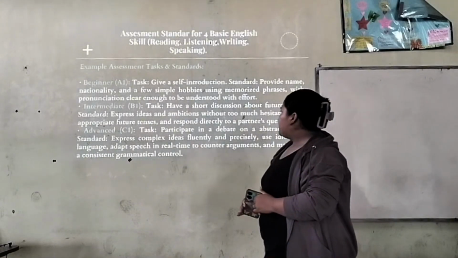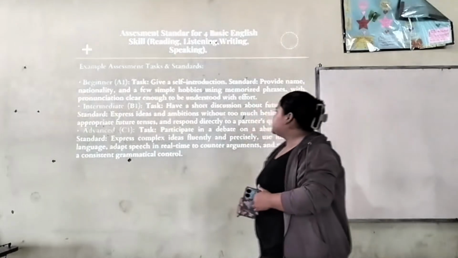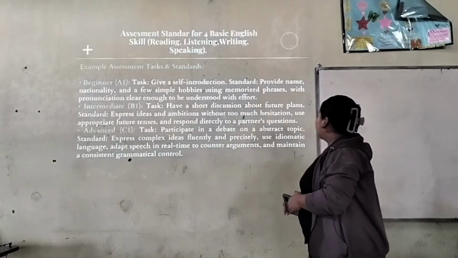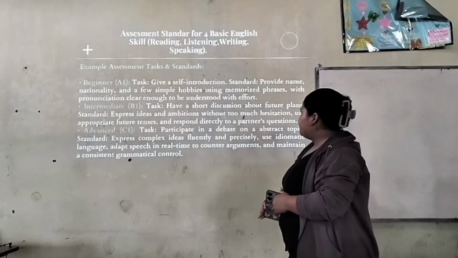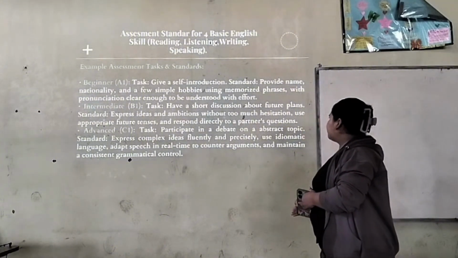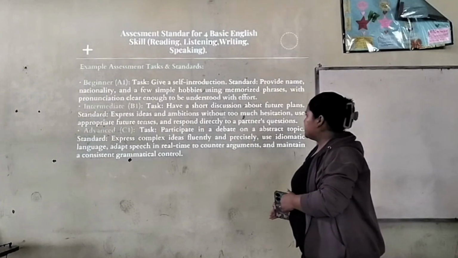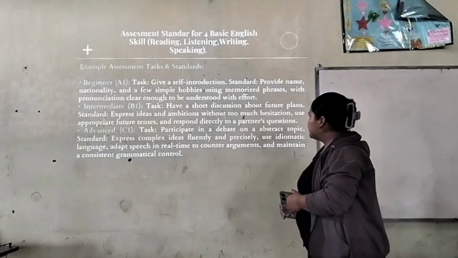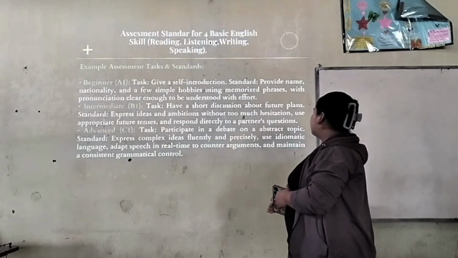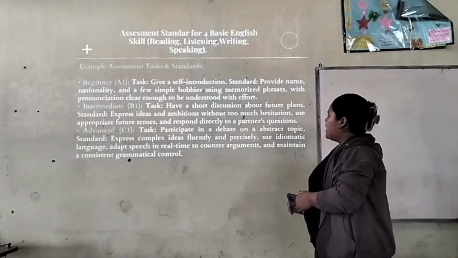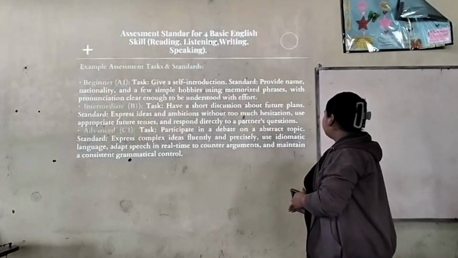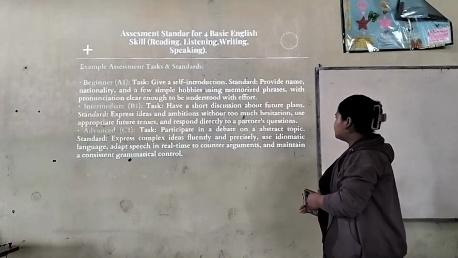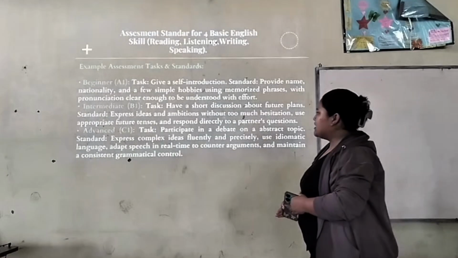We get to the example assessment, task and standard. The first is beginner. The task is give a self-introduction. The standard, provide name, nationality, and a few simple habits using memorized phrases with pronunciation clear enough to be understood with effort. The second is intermediate. The task is have a short discussion about future plans. The standard, express ideas and ambitions without too much hesitation, use appropriate future tenses, and respond directly to a partner's question. And the last is advanced.